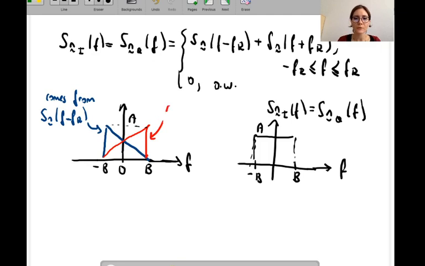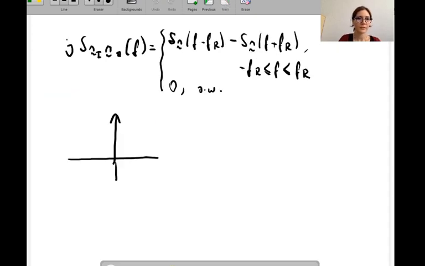This red one comes from Sn of f plus fr, right? I don't write Sn of f plus fr exactly because it also has another part which disappears, so this is why I like writing "comes from." Alright, so what we do here is simply we'll take the blue curve and then we'll subtract the red curve from it. So it's easy to do, so let's take the blue one. And let's take minus the red one.